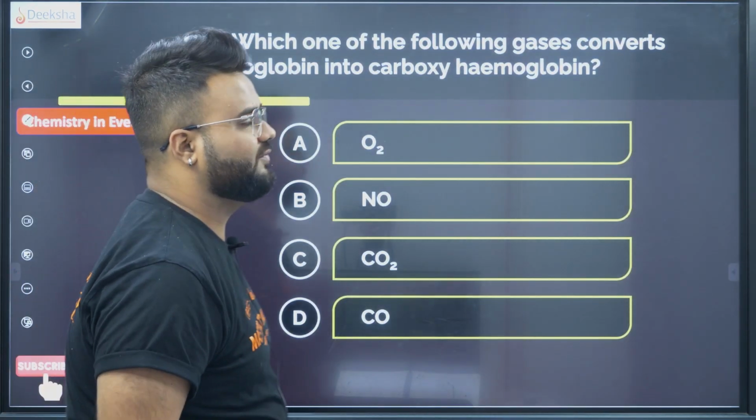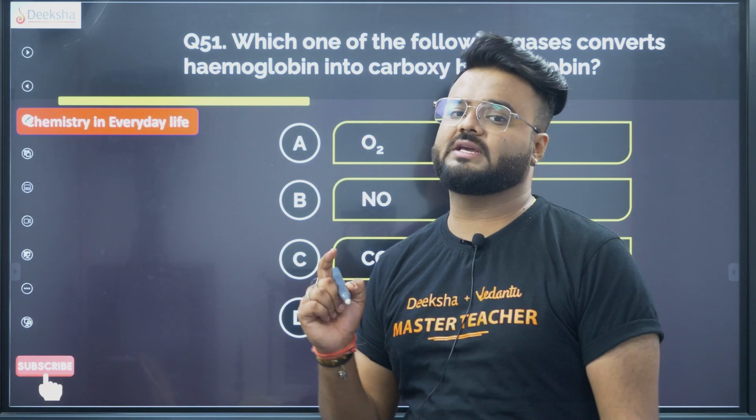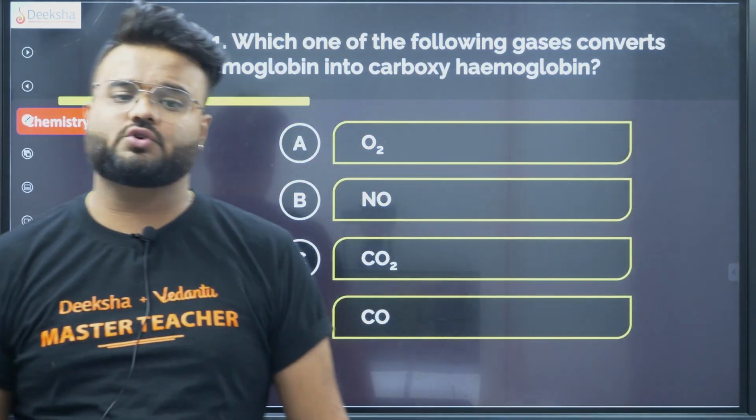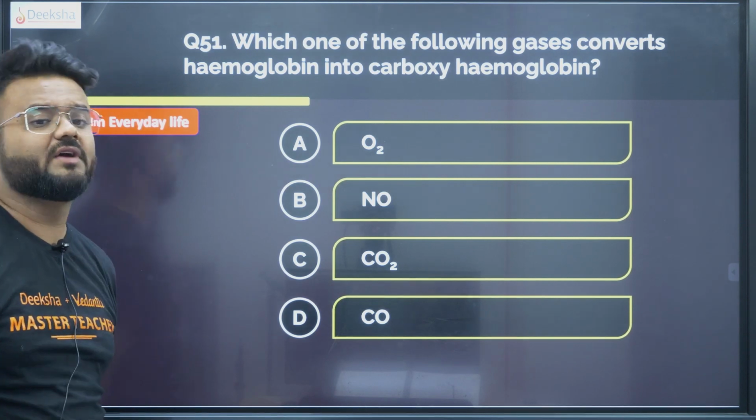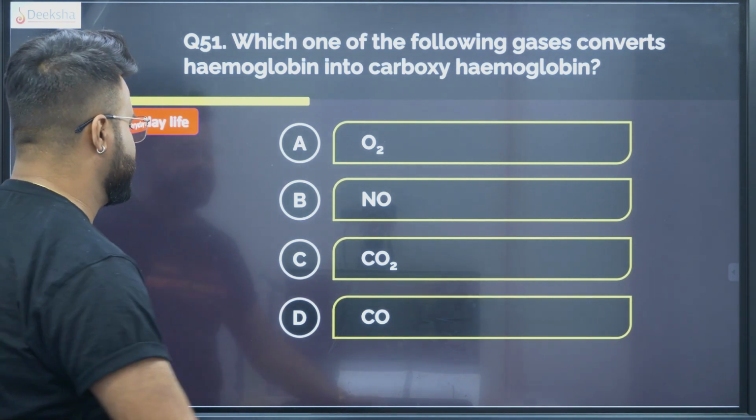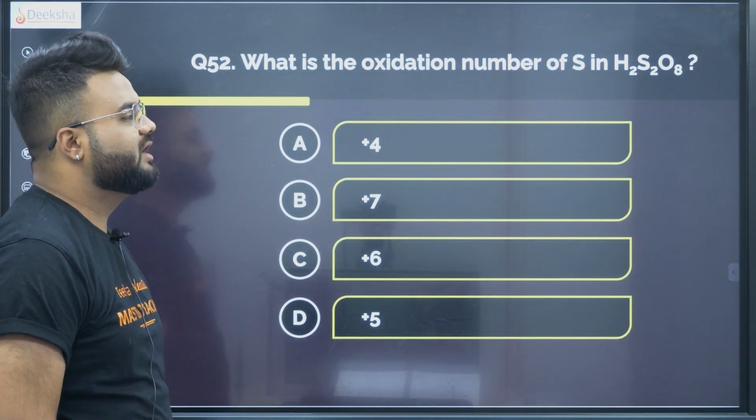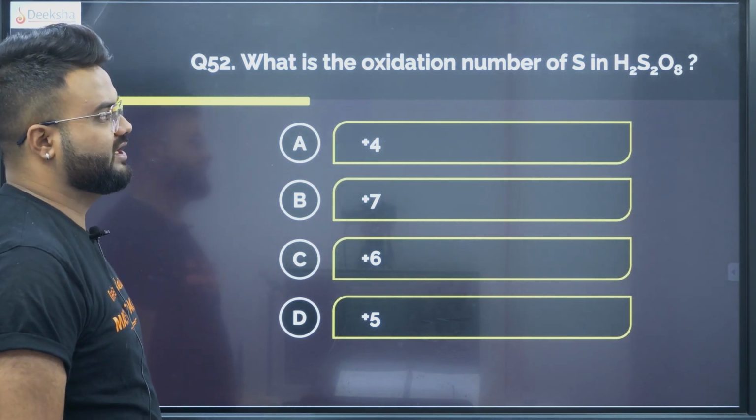And coming back to question number 51: which one of the following gases converts hemoglobin into carboxyhemoglobin? Again, this question is from chemistry in everyday life, and the correct answer is carbon monoxide. What is the oxidation number of sulfur in H2S2O8?